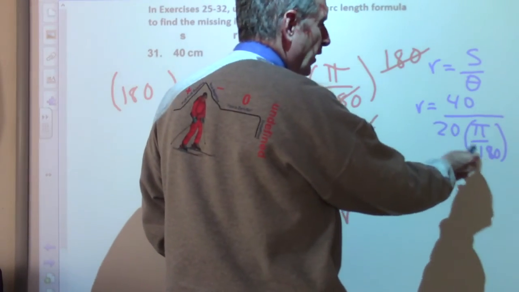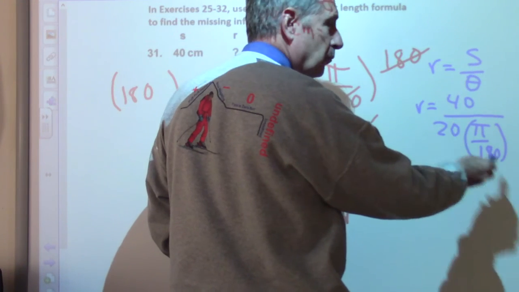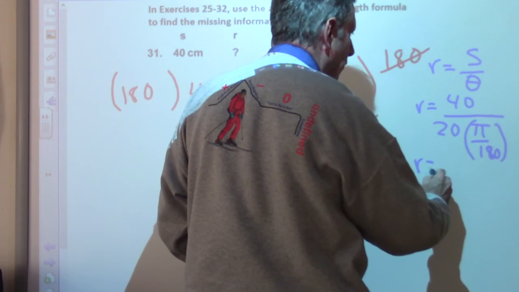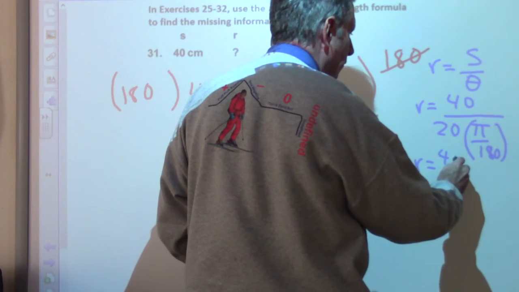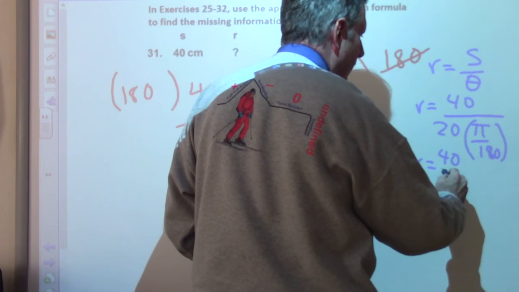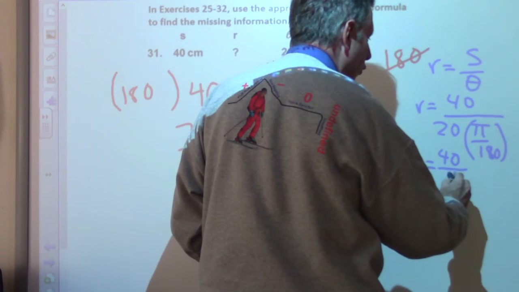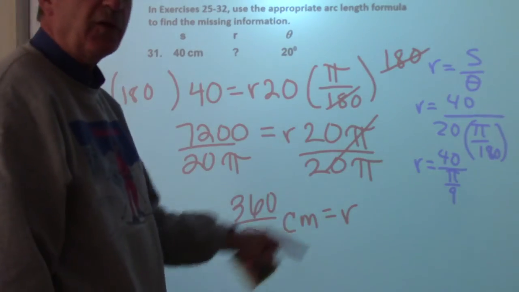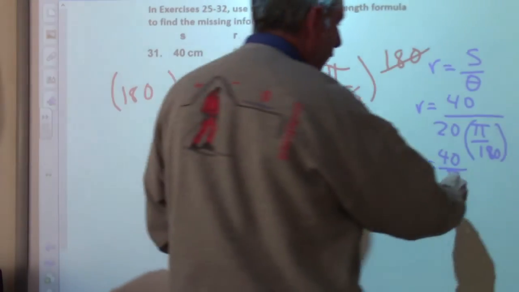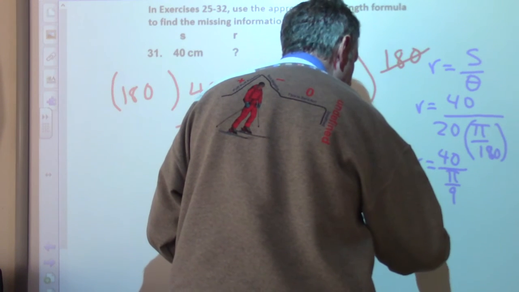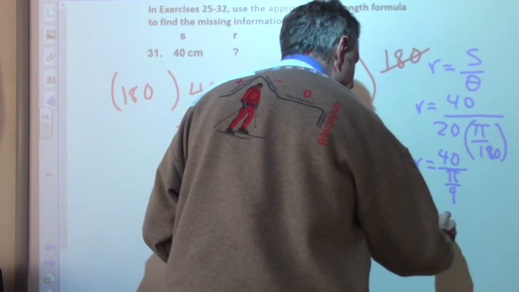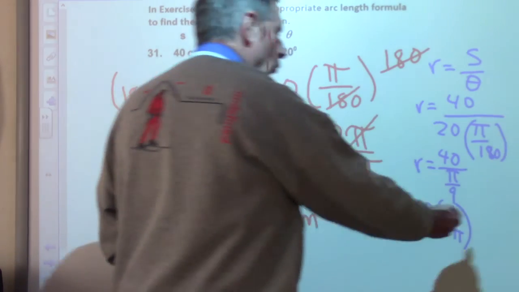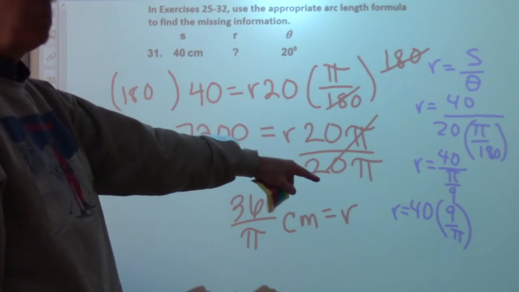So let's go, what's 180 divided by 20? 9, right? So r is equal to 40 divided by pi over 9. Right? You see that? So now if we multiply by the reciprocal, r is going to be 40 times 9 over pi. What's 40 times 9?